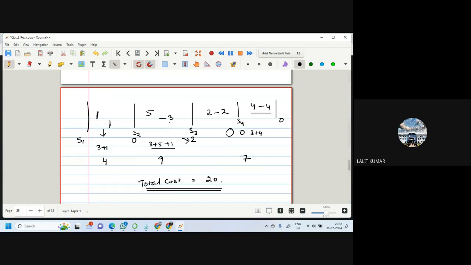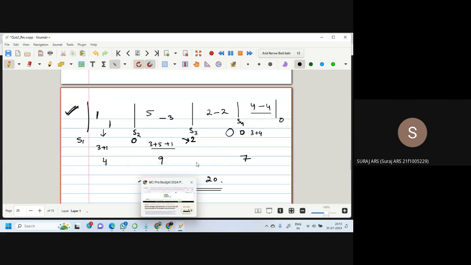Now, on the basis of this, they are asking what the initial state at S2 will be. Initial state at S2 is 0. At S3, what is the initial state? 2. At S4, initial state is 0. So if you have understood this question and these calculations, then this is over.